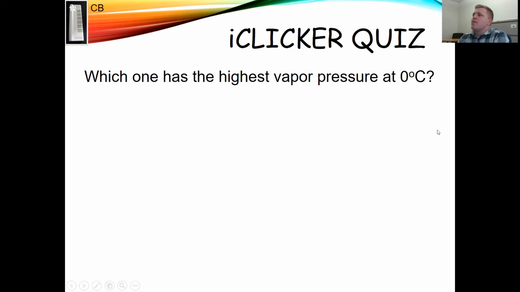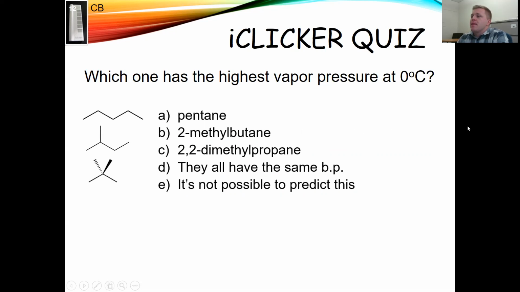All right, now let's ask which has the highest vapor pressure at 0 degrees Celsius. Okay, these are all liquids at 0 degrees Celsius. This is below all of their boiling points. But this is a very similar question. We're still just asking which has the strongest intermolecular interactions and which has the weakest. So pentane has the stronger intermolecular interactions. 2,2-dimethylpropane is going to have the weakest.